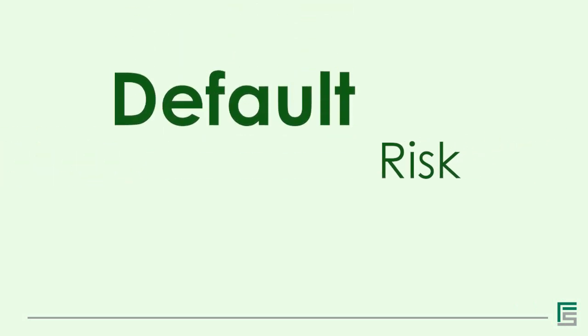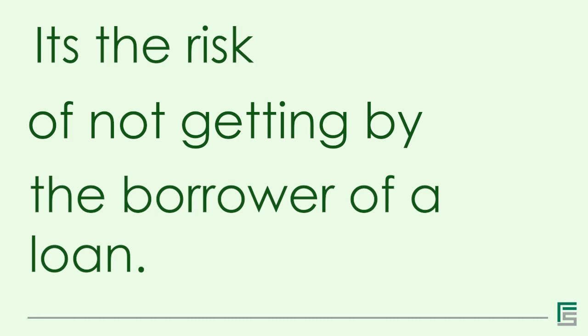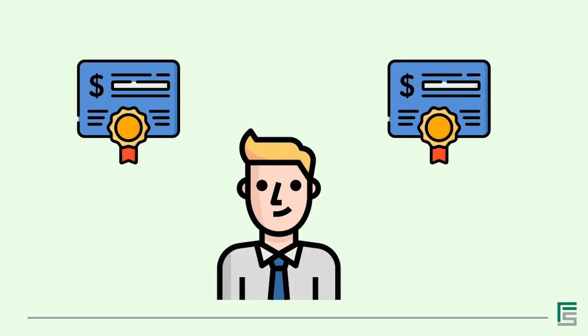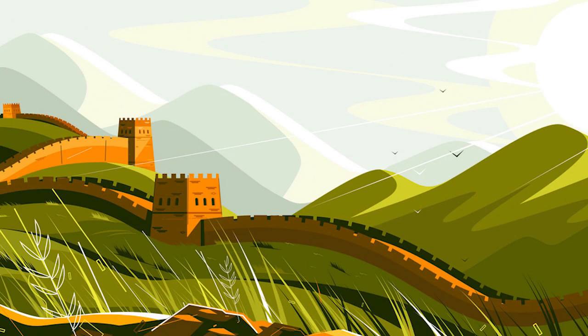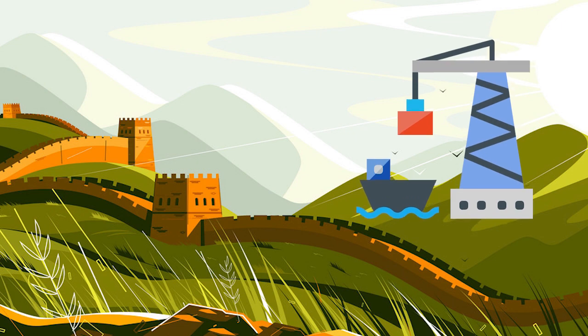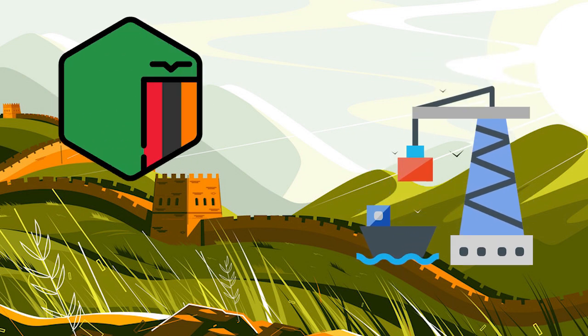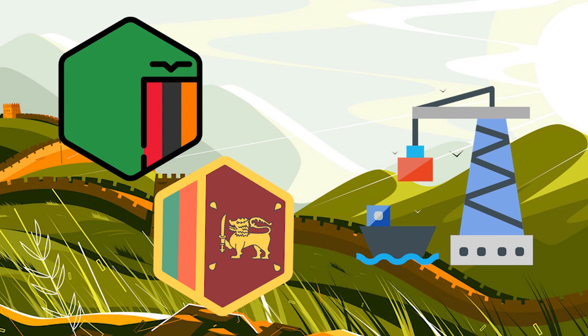There is another kind of risk called the credit risk or default risk. It's the risk of not getting paid back by the borrower of a loan. Those who invest on bonds are subjected to this risk. Another type of risk is the country risk. It's when a country fails to pay off its debts. It can harm the whole economy of a country. Recently, we have seen that China is taking control over some ports that are geographically situated on other countries like Zambia, Sri Lanka, because they couldn't pay off the loan borrowed from China.